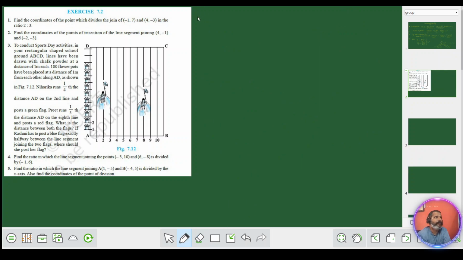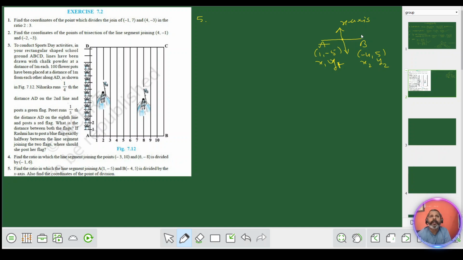Fifth one. Find the ratio in which the line segment AB joining the points A and B is divided by the x-axis. Also find the coordinates of the point of division. Here the point P is on the x-axis. There are points A, B here: 1 comma minus 5 and minus 4 comma 5. That is x1, y1, x2, y2. Here point P is on the x-axis, they said.